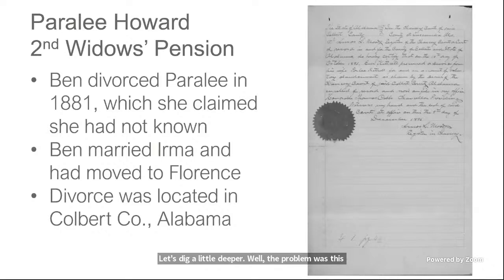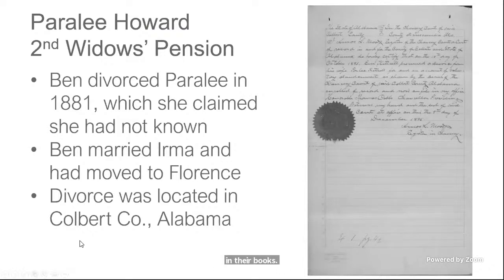Ben divorced Pearly in 1881, which she claimed she had never known. Ben was married to Irma and had moved to Florence, Alabama. And the divorce was located in the Colbert County, Alabama court records. And this is the document sent by the county clerk of Colbert County verifying that the divorce record is on file there in their books.